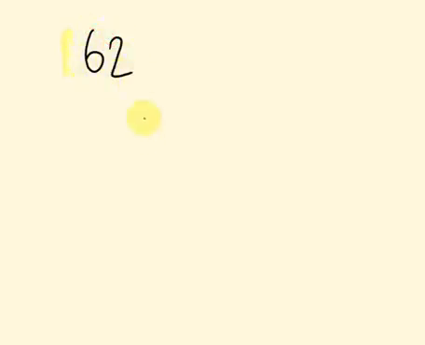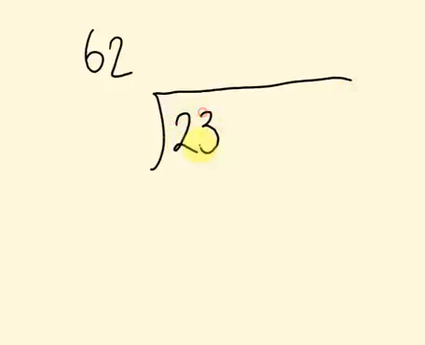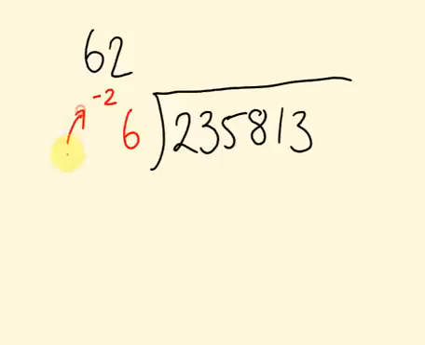Let's put 62, and we're going to be dividing that into something huge. Let's say 235,813. Alright, so to get to 60, we have to take 2. This is our multiplier. Okay, let's start working this out.